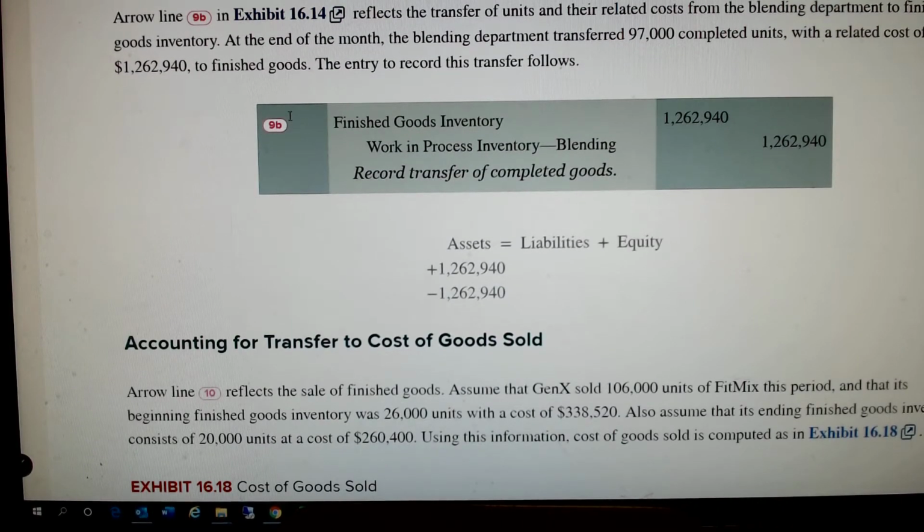Just know that if you have Department A, Department B, and Department C, a product will start accumulating costs, the materials, labor, and overhead in Department A, and when it's done in that department, it will not go to finished goods. We're not going to transfer those costs to finished goods. We're going to transfer it to Department B to get more costs added to it. And then we're going to transfer it out of there to Department C. And then it's going to leave Department C and go to finished goods.